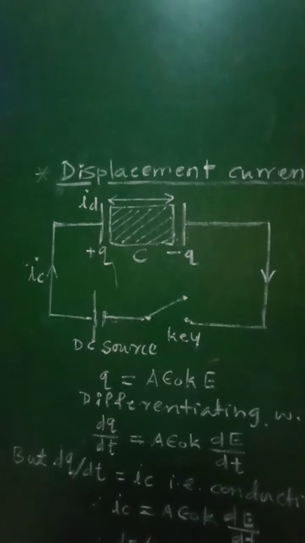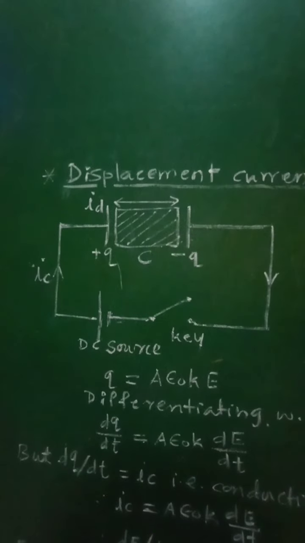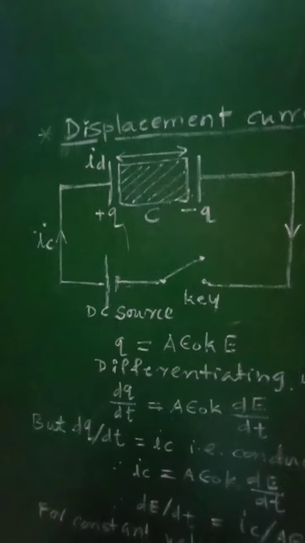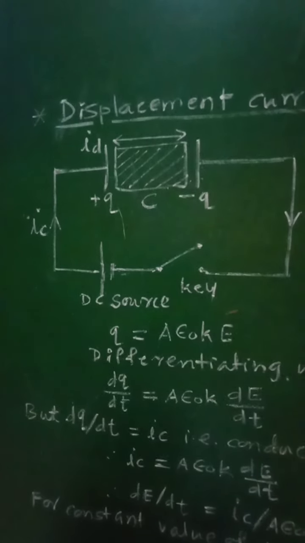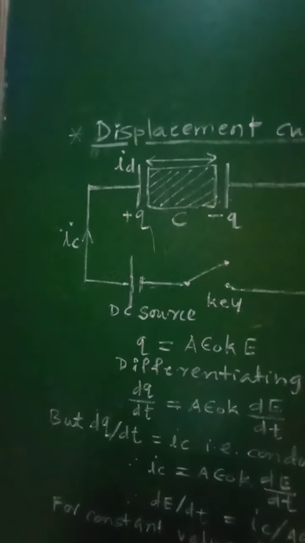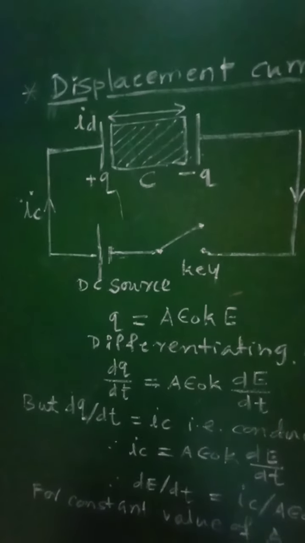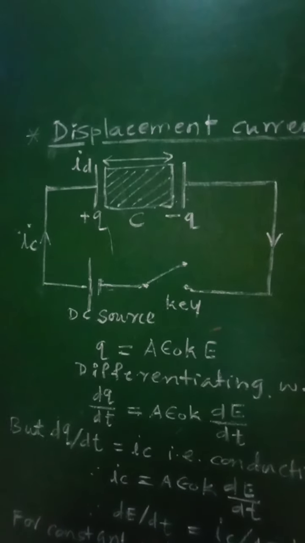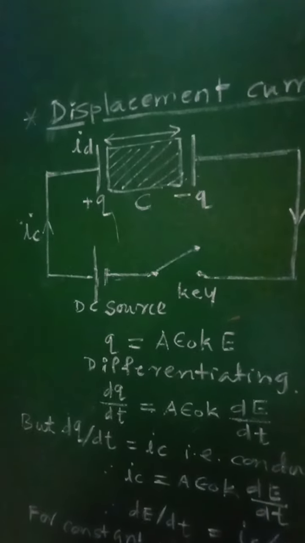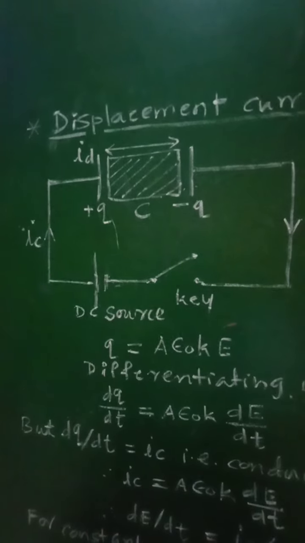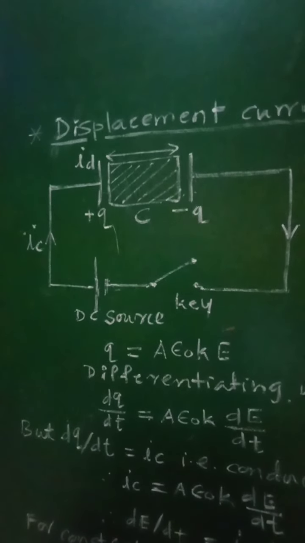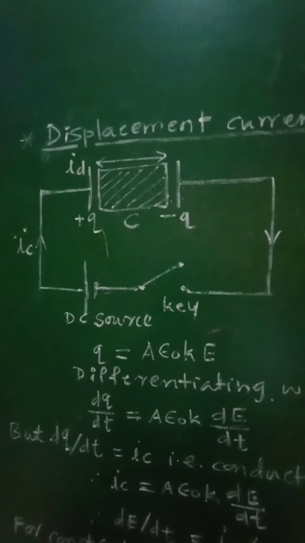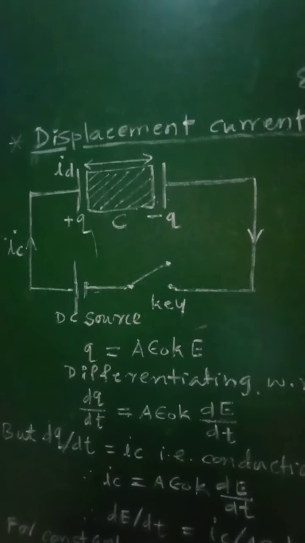As the circuit is closed, the current flows through the circuit and grows to its maximum value. When the key is closed, current will flow through this circuit and that current grows to its maximum value IC in a finite time. This conduction current IC is the same everywhere in the circuit except inside the capacitor.